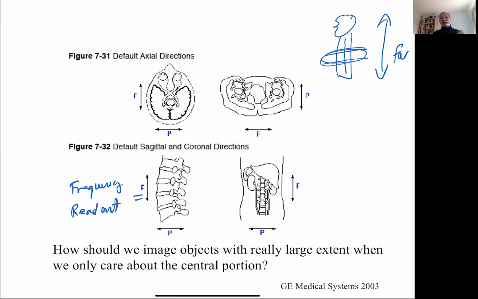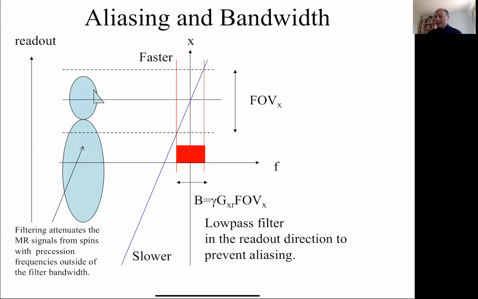Okay, so the idea is if you have an object that's very long in one dimension, then it's always advantageous to put that dimension as the readout dimension, all right? And why is that? Well, imagine this is the readout direction, and here's my object. I'm applying a gradient in that dimension, the readout gradient. Assume that I care about this part of my image, so I only want to see the spins in that part of my image.